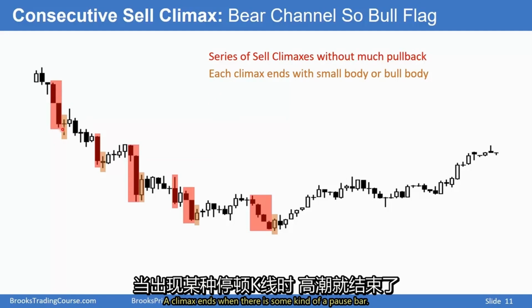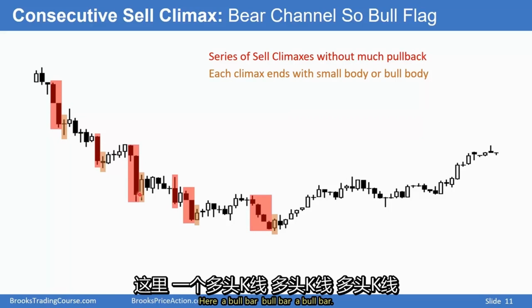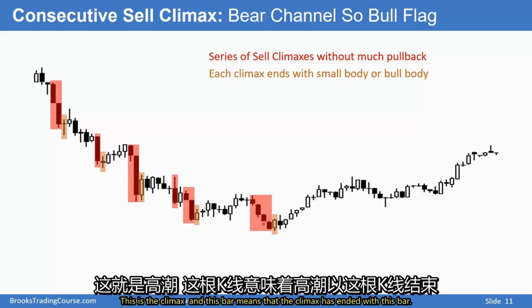A climax ends when there is some kind of a pause bar. Here a doji bar, here a bull bar, a bull bar. This is the climax, and this bar means that the climax has ended with this bar.